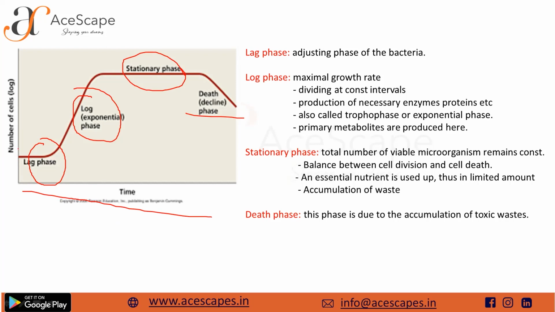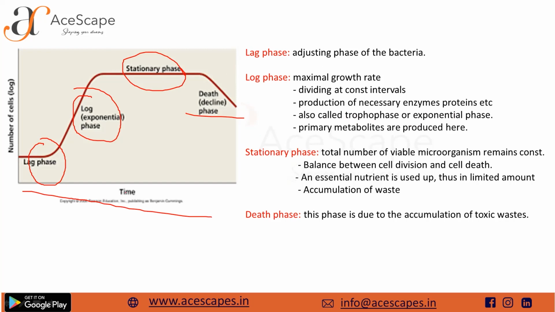After adjusting in the lag phase, the microbes move on to their exponential phase or the log phase. This is the phase when they are at maximal growth rate. They divide at constant intervals. They also produce the enzymes and proteins, etc., which are needed. This phase is also called the trophophase or the exponential phase. The primary metabolites that we get are produced here only, and we can study the mechanisms of bacteria and any applications from this log phase only.